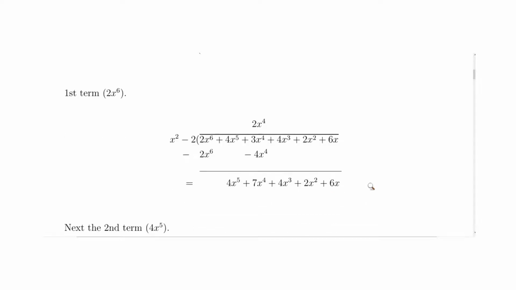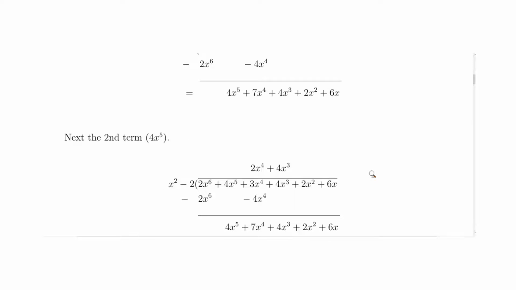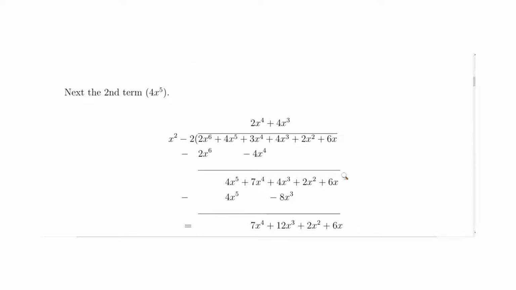Now we move on to the second term, which is 4x to the power of 5. That's our second term in there. Okay, so now what do we do? I've rewritten each one so you can see what's going on. Here's our first one that we did, so we just ignore that one for now. We're moving on to this one here. 4x to the 5 divided by x squared gives us 4x cubed.